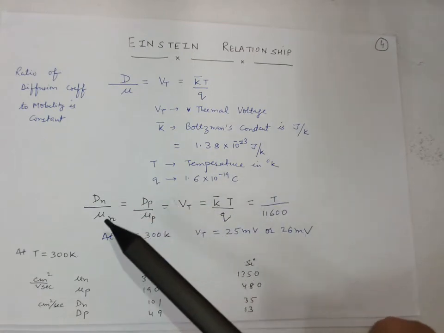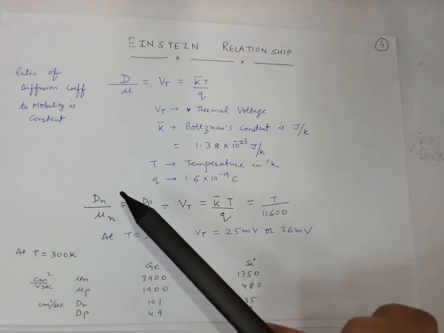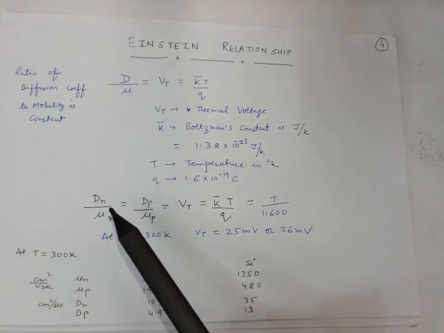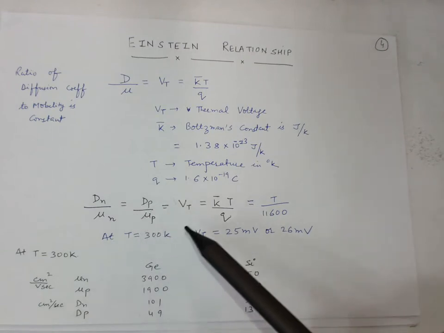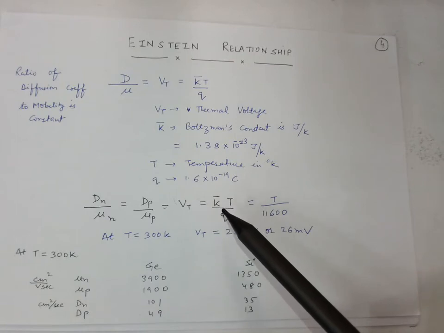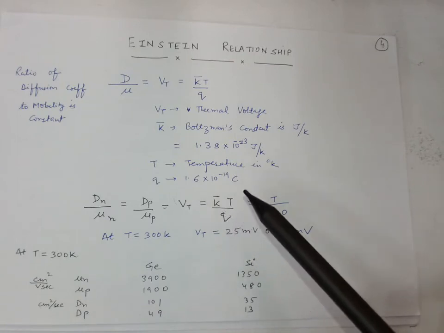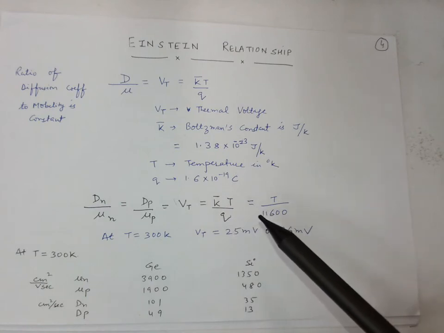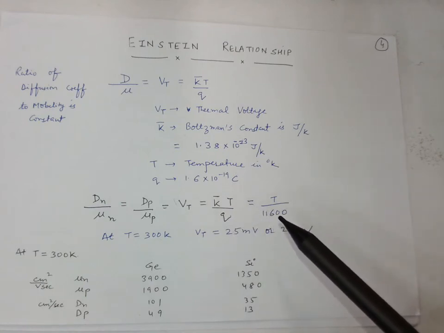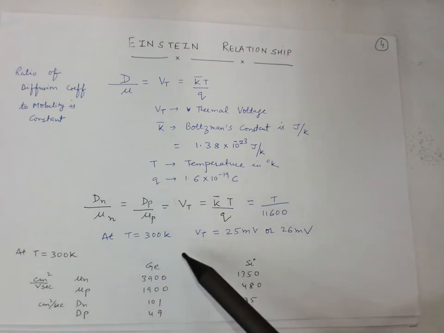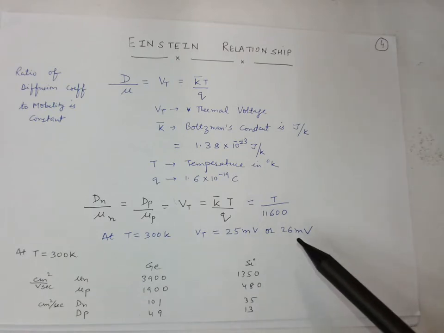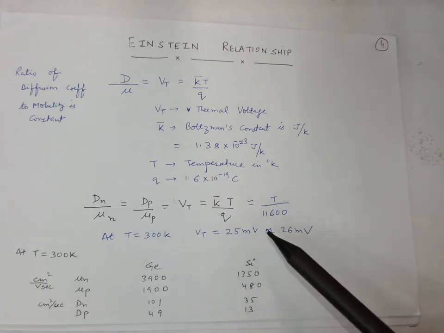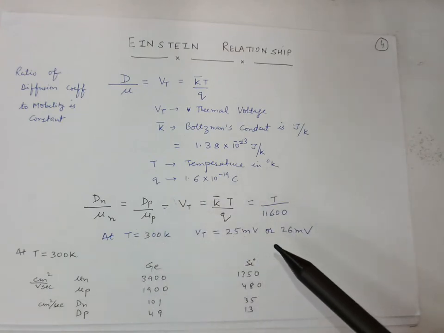As we are talking about electrons as well as holes, if I refer to this Einstein relation for electrons, it will be Dn/μn, and for holes it becomes Dp/μp, which is further equal to Vt, which is equal to kT/q. On substituting all the values, this is further equal to T/11600, and if I calculate for room temperature, that is 300 Kelvins, Vt comes out to be 25 millivolts or 26 millivolts. In different books, different values have been used. So you can take either 25 or 26 millivolts. This gives us the Einstein relation.